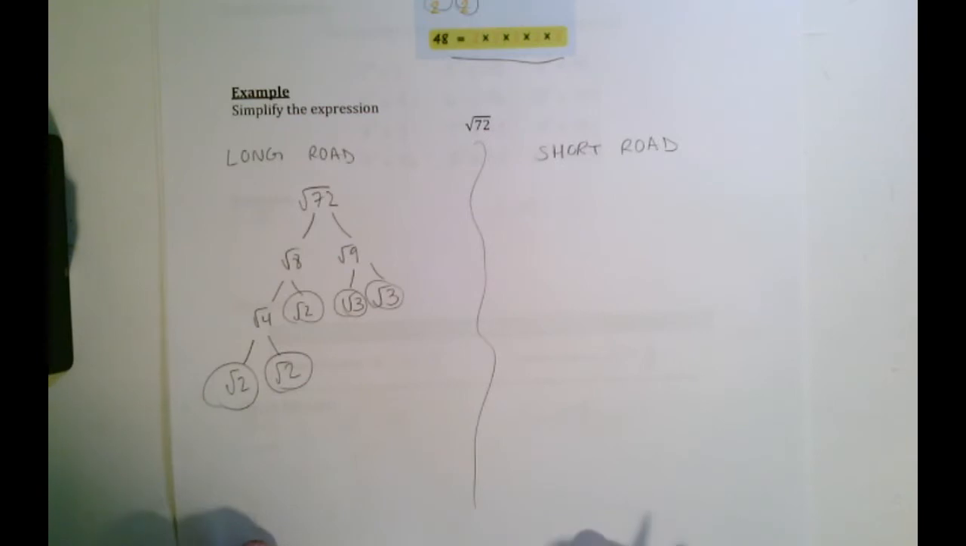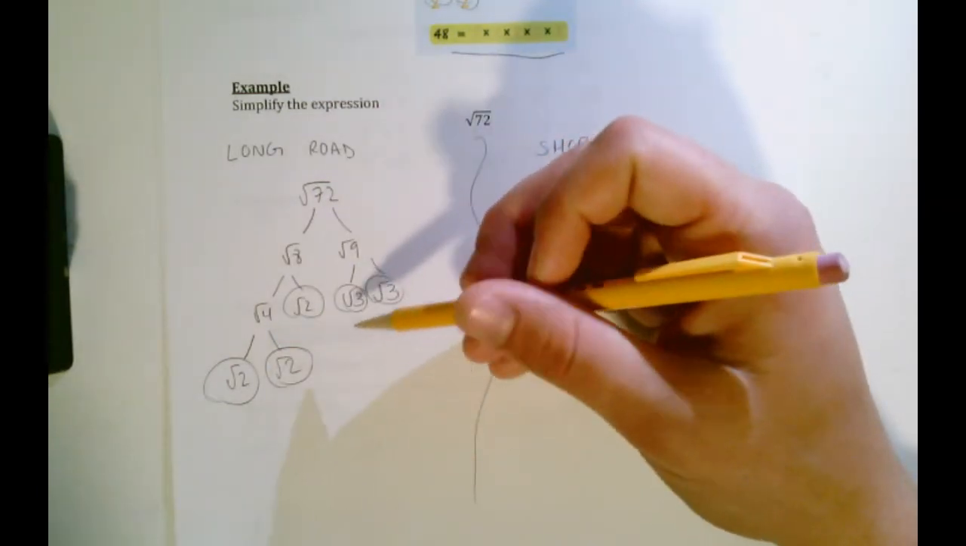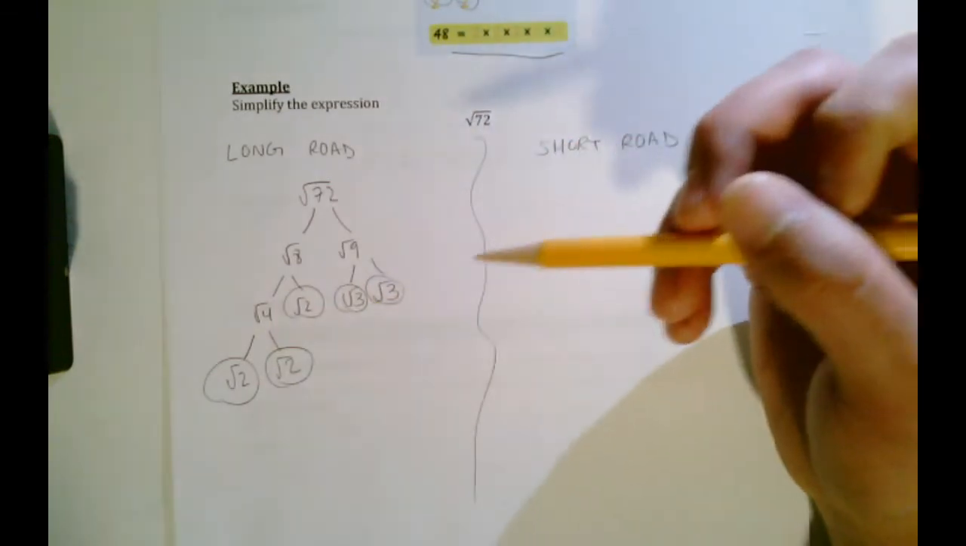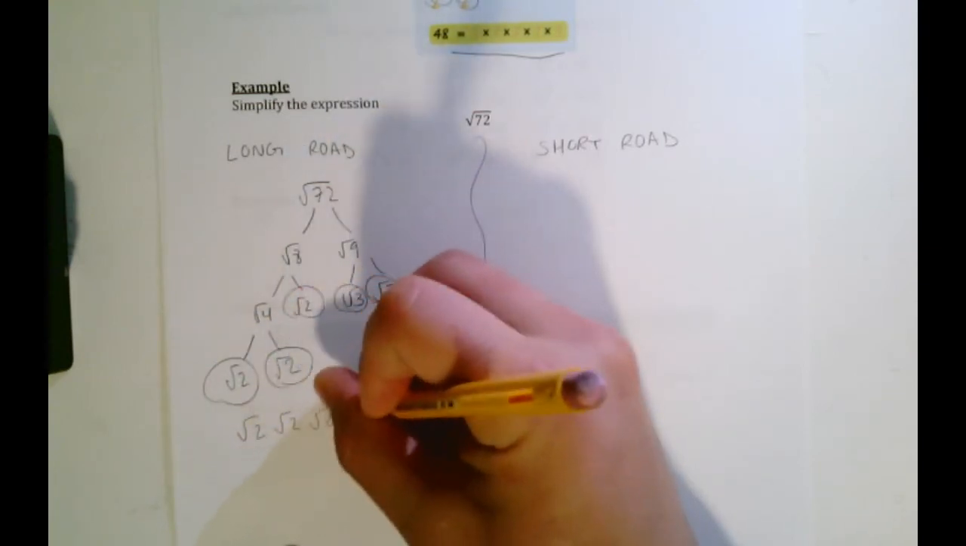It doesn't matter which factors you pick. You could have picked 36 and 2. There's plenty of options that you could have picked. Just for this example, I decided to go with 8 and 9 and broke down the prime factors. You get the same prime factors. So I'm going to list them all. I have root 2, root 2, root 2, root 3, root 3.